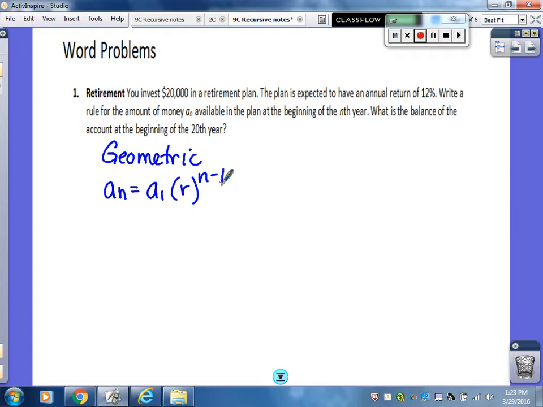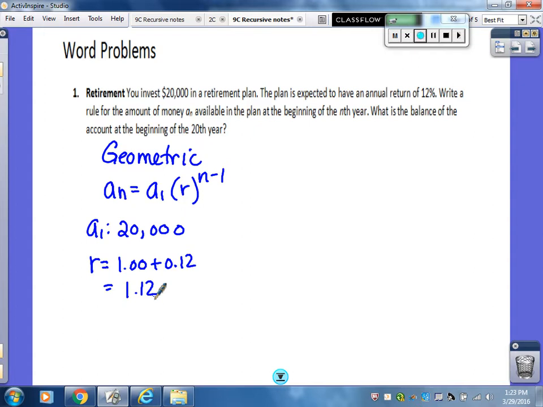We need a sub 1, which is our initial investment, our $20,000, and we need our rate. It's a 12% return. So we have our original amount of money, which is 100%, or 1, plus our 12%. So our rate is actually going to be 1.12, because we're gaining money. If we multiplied by just 12%, we'd be losing money each time, and we want to gain money in a retirement plan. So that's why we add 1, the original amount of our money, plus the amount that we're going to get on the return.